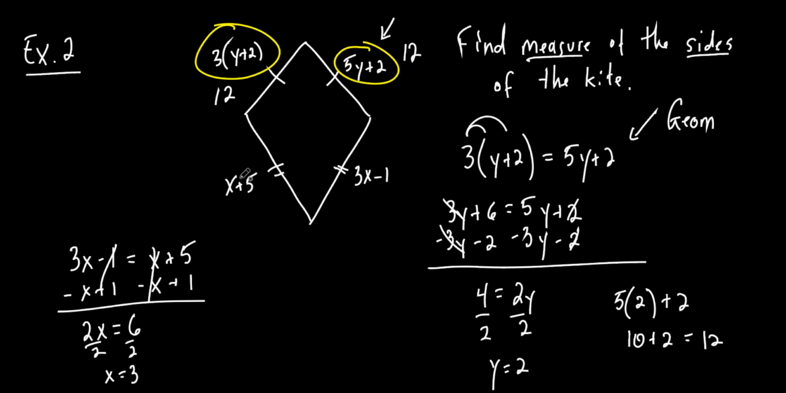Let's plug it into this one. This is probably the easiest one right there, isn't it? x plus 5. So I'm going to go what? Instead of x plus 5, I'm going to go 3 plus 5. 3 plus 5 is 8. So you got an 8 right there. So what's this side right here going to be? It's also going to be 8.